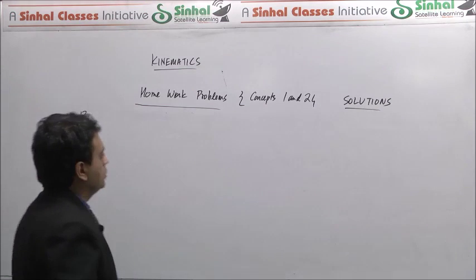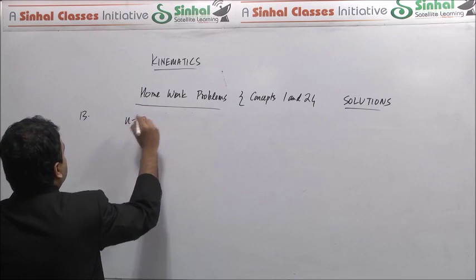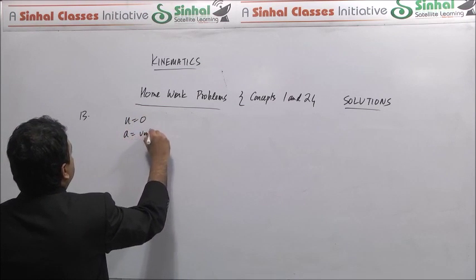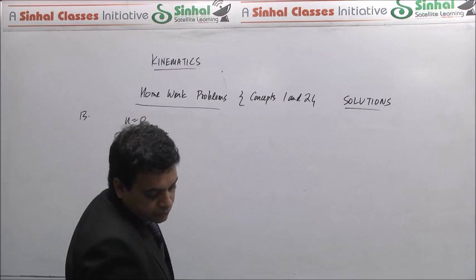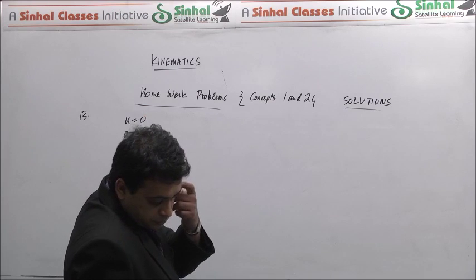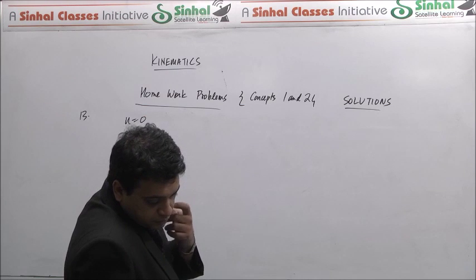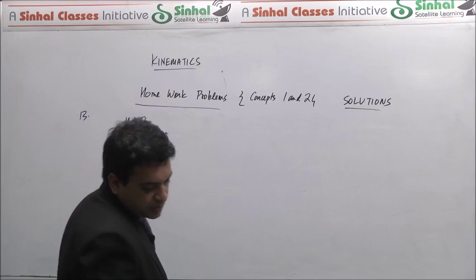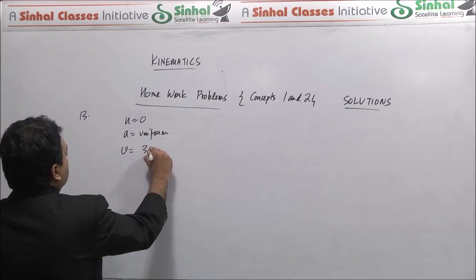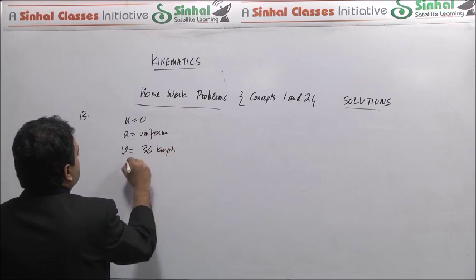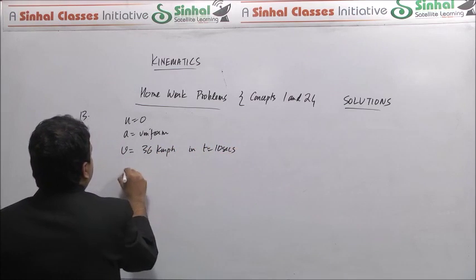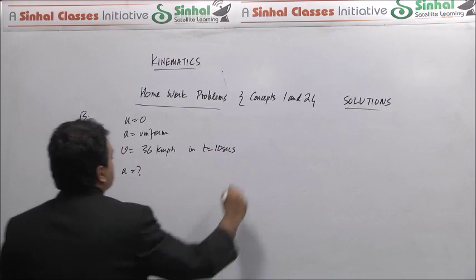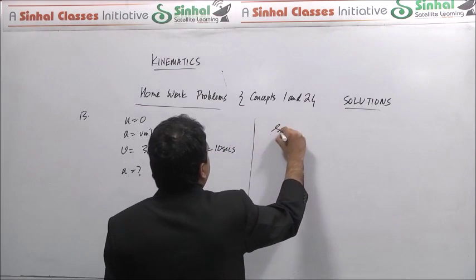It says that a bus accelerates uniformly from rest and acquires a velocity of 36 kilometers per hour in 10 seconds. So find out the acceleration. So let's look at the solution of this.